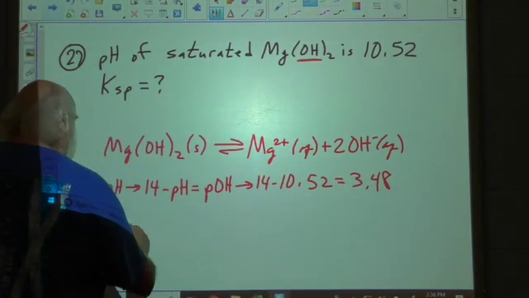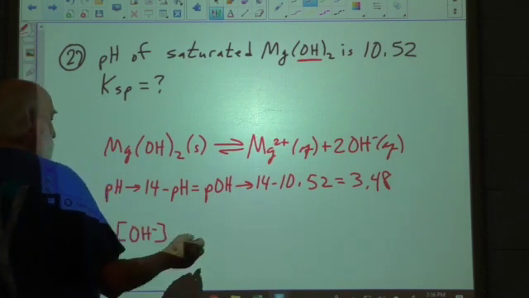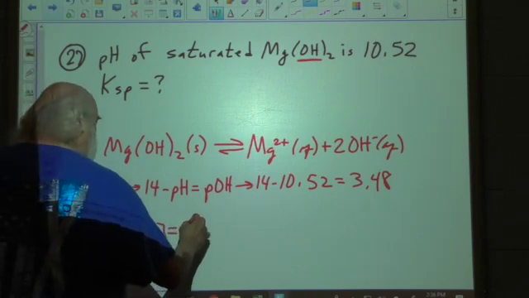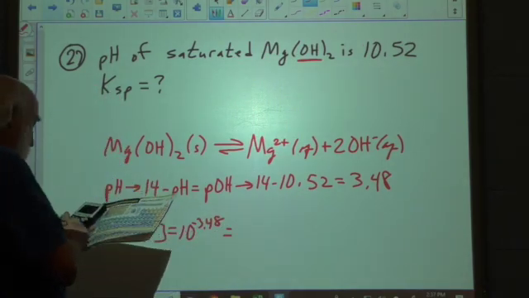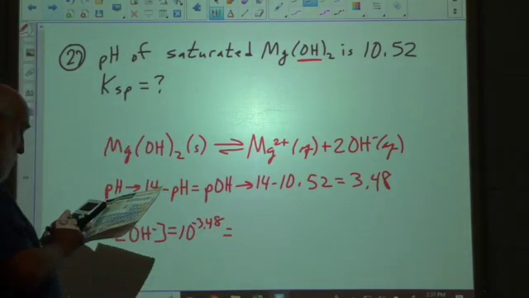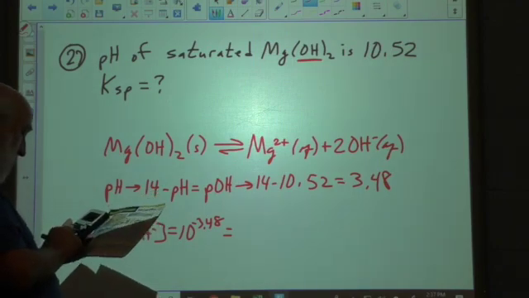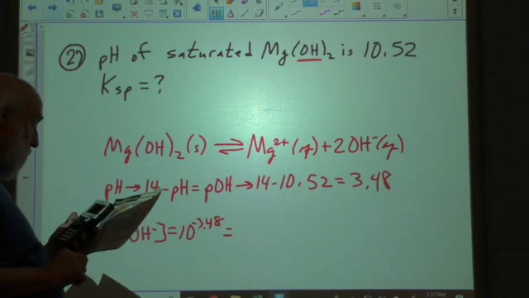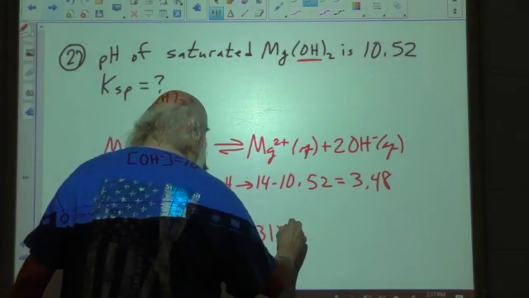So that means then that the concentration of hydroxide is 10 to the negative 3.48 power. And we calculate that out. 10 caret negative 3.48. We get 3.31 times 10 to the negative 4 moles per liter.